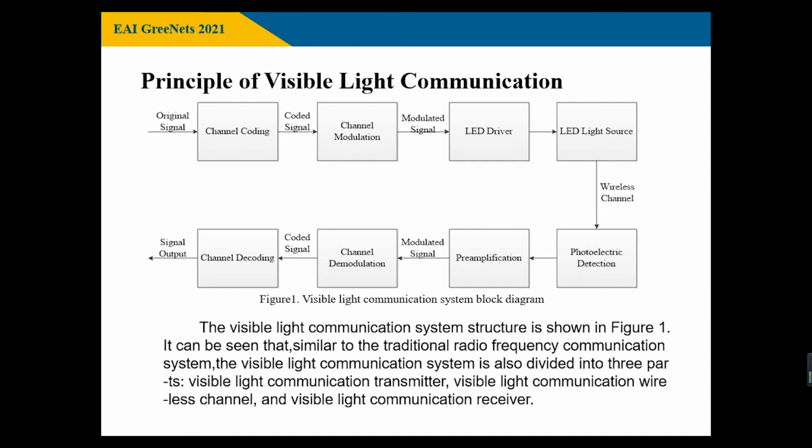The second is the visible light communication receiver. The main device at the receiving end is the detector, which can perform optical conversion of the signal. After the optical signal is converted into an electrical signal, it is demodulated and decoded corresponding to the transmitting end to restore the original signal.